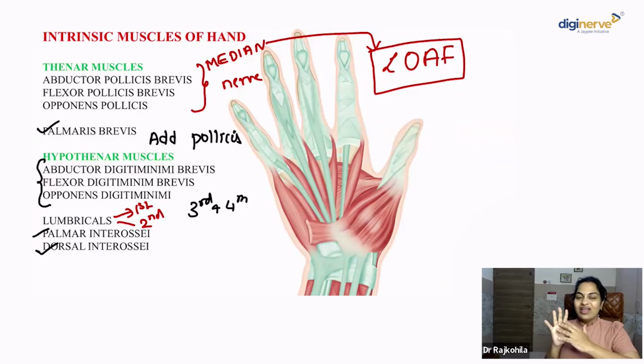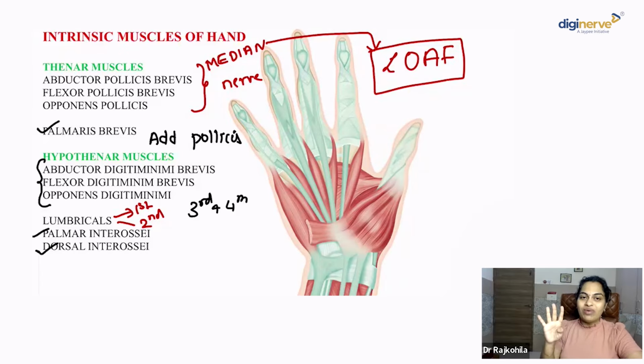And what happens after that? They pass through the web space, right? And they insert over the dorsal surface of the digits into the extensor expansion. So when they contract, this is what happens: an inverted L. They can flex your metacarpophalangeal joint and extend the interphalangeal joint. So when the lumbrical goes for a paralysis, what happens? The reversal: extension of the metacarpophalangeal joint and flexion of the interphalangeal joint, which is called claw hand, right?